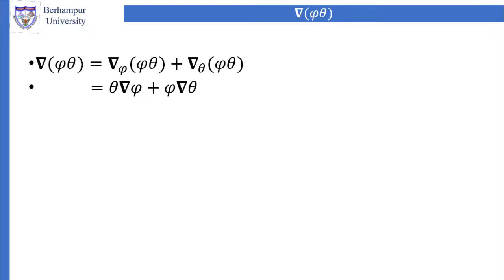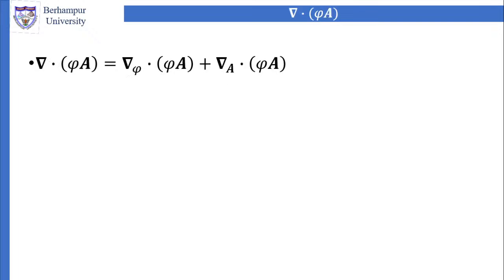So this is an operation where we again use the differential rule d of uv. Using that rule we find out this identity. Grad of theta phi or grad of phi theta is equal to theta grad phi plus phi grad theta. Next is when we take divergence of phi A.